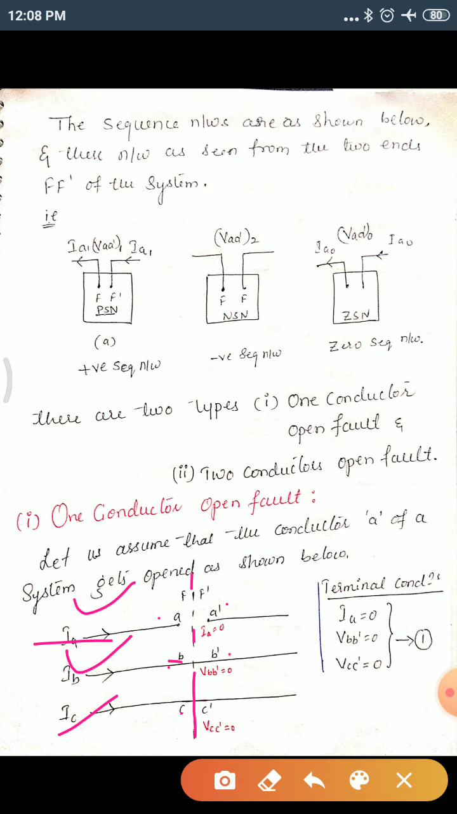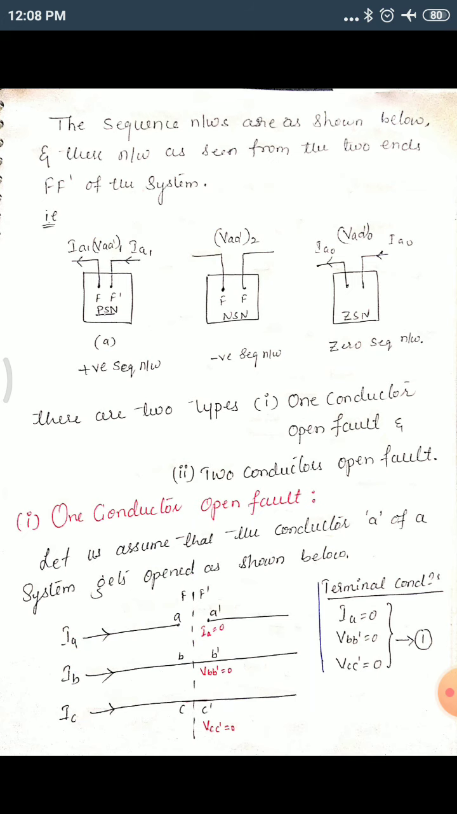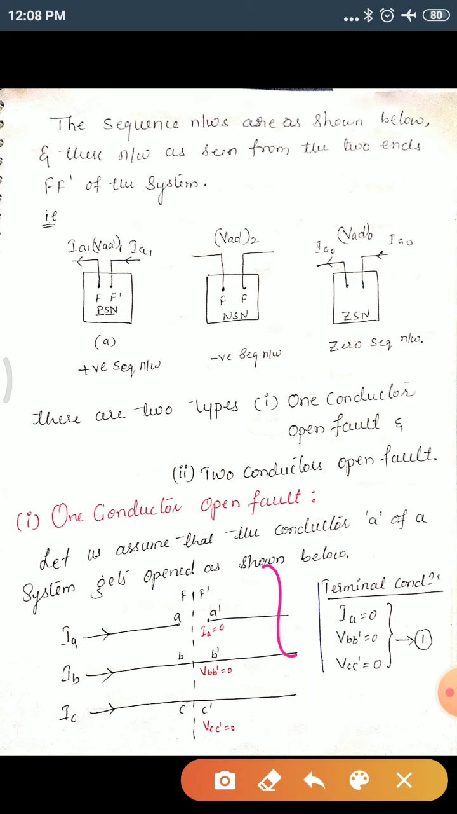Observe that these other conductors are not opened; they are kept closed. So only the first conductor is open. What can we write as the terminal conditions for this circuit? Observe that the A conductor is open circuit, therefore IA will be equal to 0.